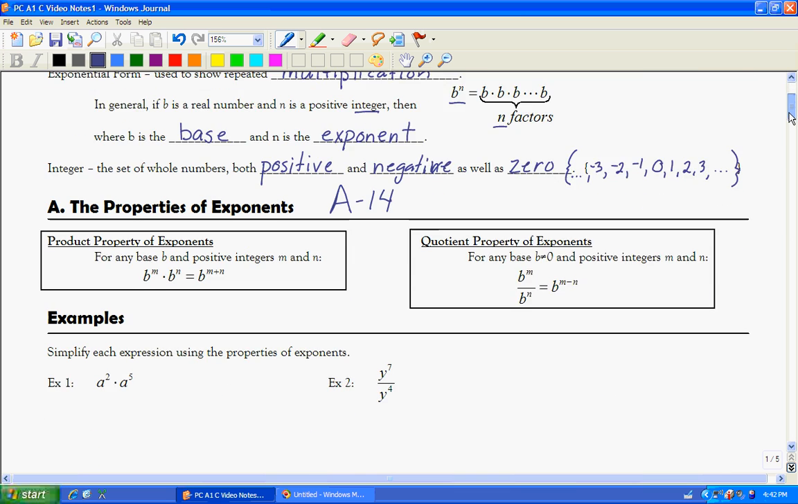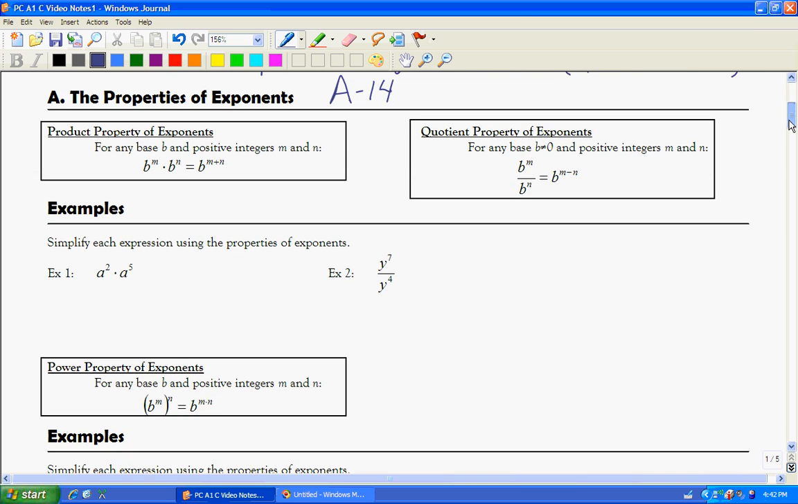So let's take a look at some properties of exponents, or exponent rules. The first one is the product property of exponents, and that's when you're multiplying powers of the same base. So same base b in this particular example. What you end up doing is adding the exponents together. So we have b to the m times b to the n, so the same base of b, and we're just going to add the exponents together.